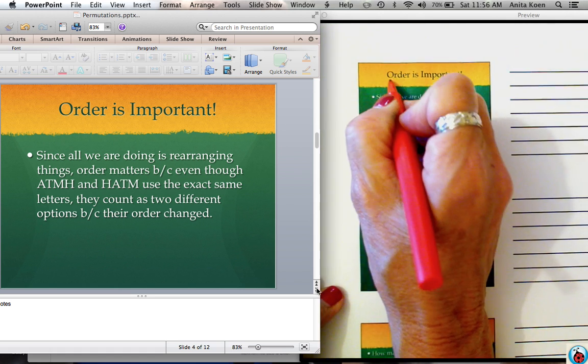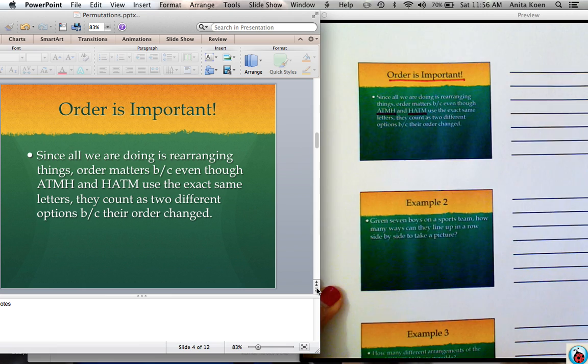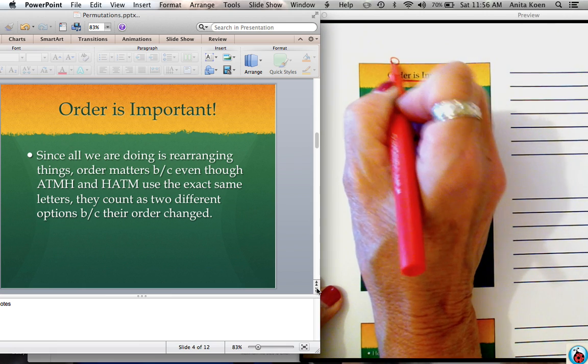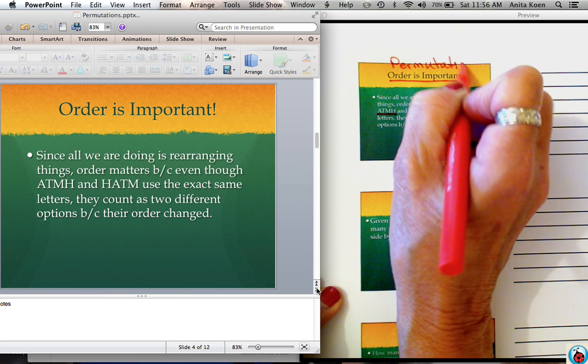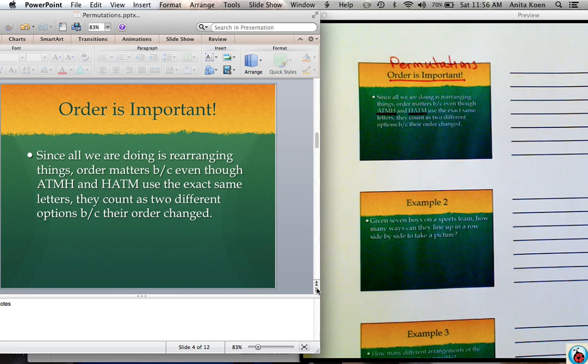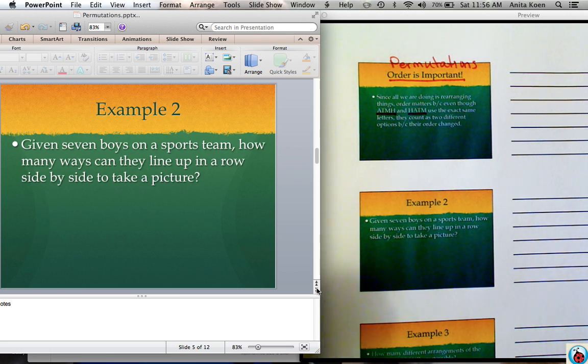So highlight, underline, order is important with permutations. So permutations, order is important. Okay, there are 2 different options, ATMH and HATM. Let's look at the next example.